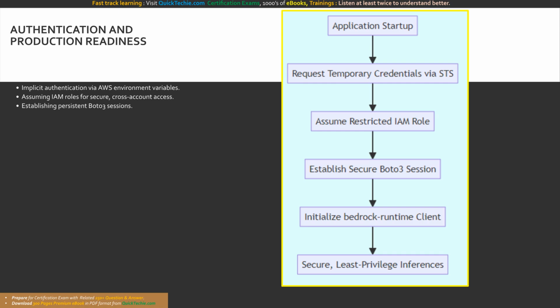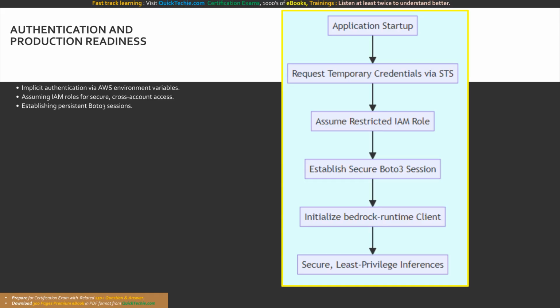As we wrap up our mastery of Boto3 essentials, we must discuss the most critical aspect of production readiness: authentication and security. In our simple code examples, you might have noticed we did not hardcode any AWS access keys. Hard-coding credentials in your scripts is a massive security vulnerability. So, how did Boto3 know who we were? The Boto3 SDK automatically searches your local environment for credentials, typically configured via the AWS CLI or attached directly to your EC2 instance or Lambda function execution roles.